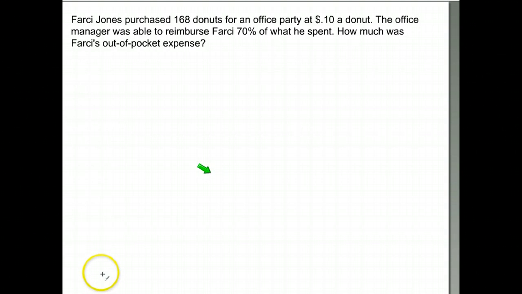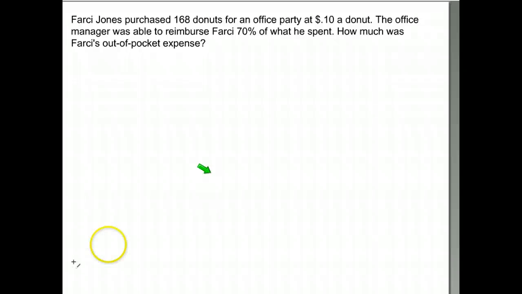All right, last question. Farsi Jones purchased 168 donuts for an office party at 10 cents a donut. The office manager was able to reimburse him 70% of what he spent. How much was his out-of-pocket expense? So that means how much did he end up having to pay that wasn't reimbursed?